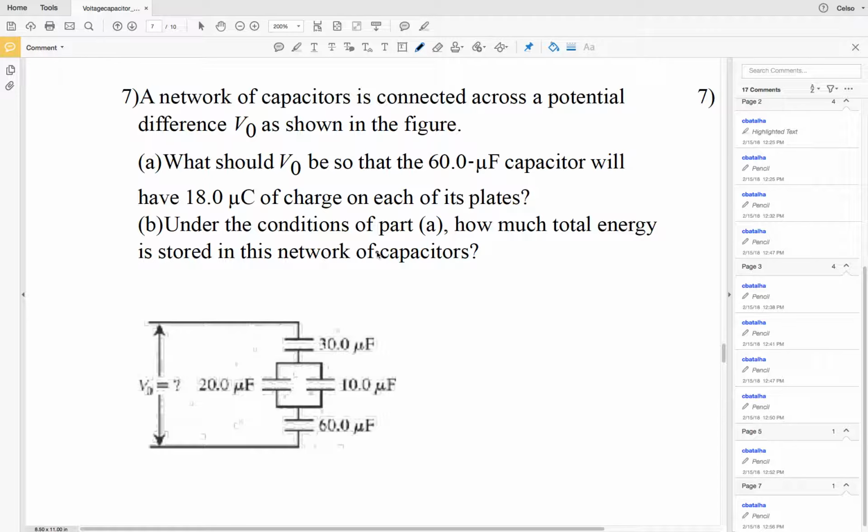Now, if you have a situation in which the three capacitors are in parallel, you can also think about an equivalent capacitor. And the voltage here is the same as here. The voltage is the same. In series, the charge is the same. In parallel, the voltage is the same.